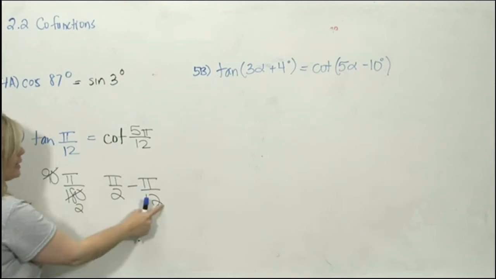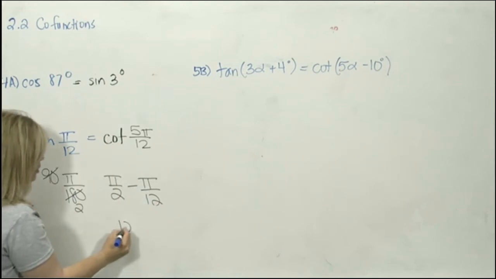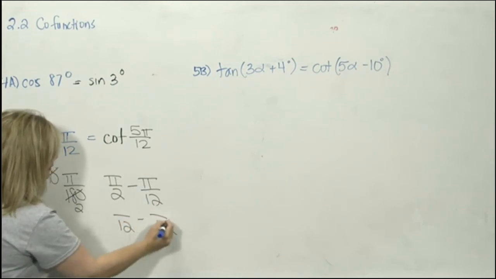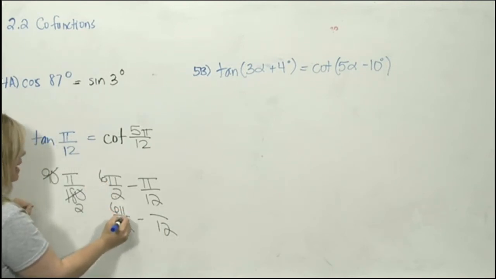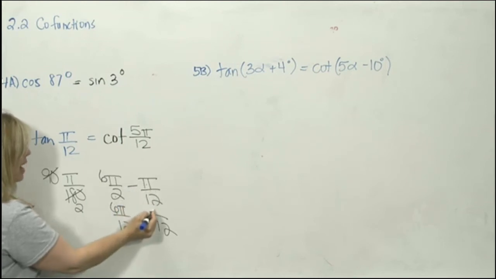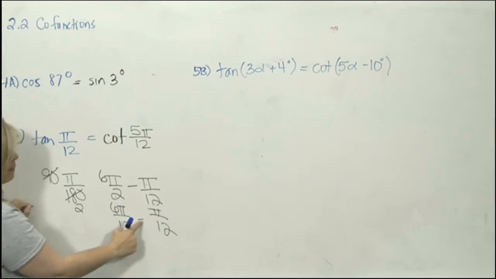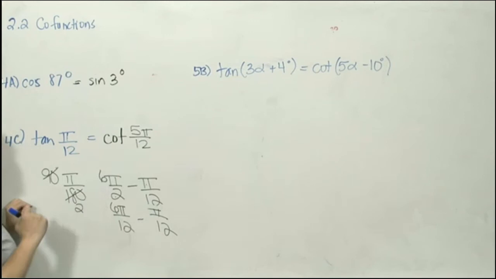To subtract, what do I need? Hey, a common denominator, which happens to be 12. 2 becomes a 12 by multiplying by 6. There's 6 pi. That stays pi. Isn't 6 pi minus 1 pi 5 pi?